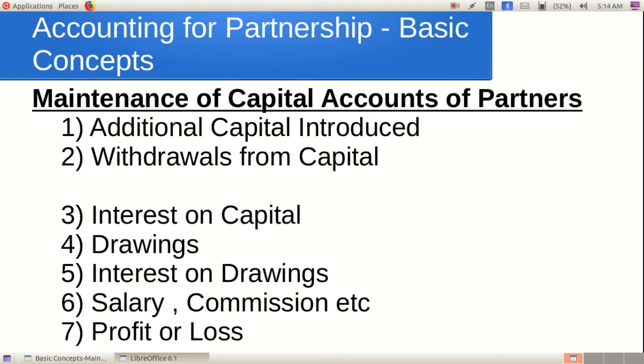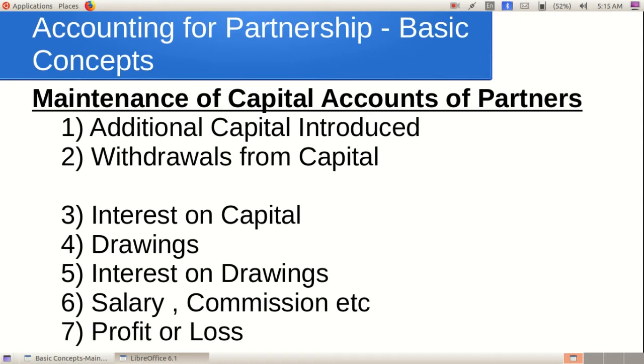Remember, here withdrawal means permanent withdrawal from capital. It is taking back money with the intention of not bringing this money back into the business again. That is a permanent withdrawal. Such withdrawals will automatically reduce the capital account of partners.